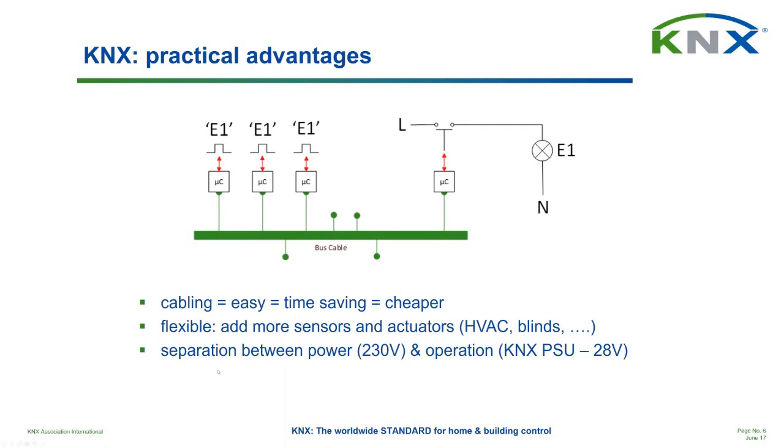So what is the advantage of such a system? Well, the cabling is really easy. Easy means that it saves time, and therefore the cabling aspect of a KNX installation, a KNX network if you want, is cheaper, because it's really easy to set up. Extending this installation with yet another microcontroller, or another function, is really easy.